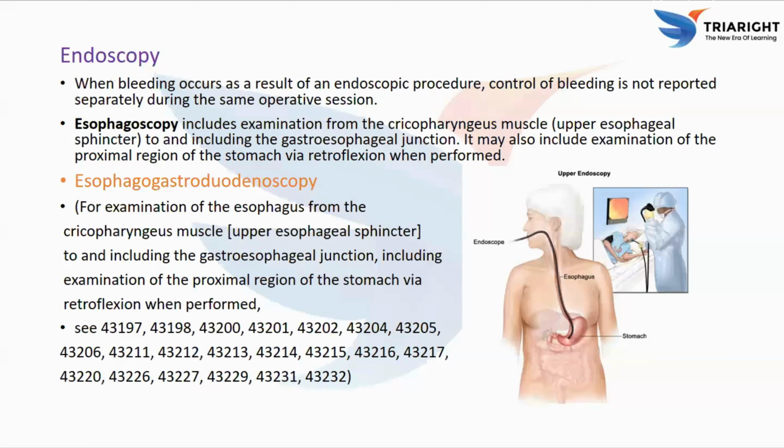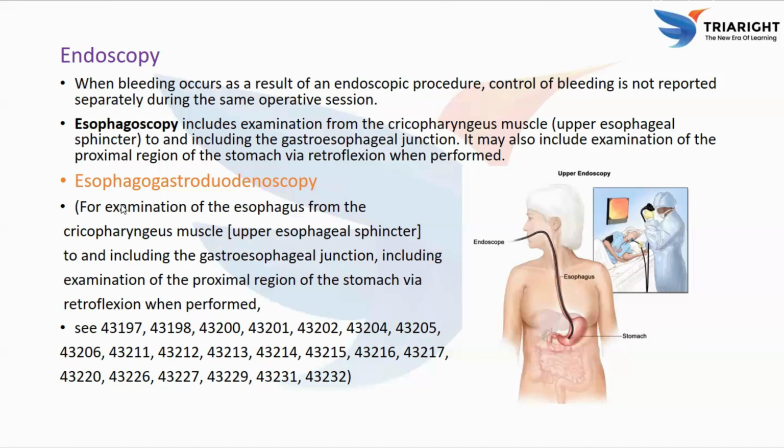When bleeding occurs as a result of an endoscopic procedure, the control of bleeding is not reported separately during the same operative session. So what does this mean? This means if bleeding happens because of the endoscopy itself, for example, a biopsy causes bleeding and the physician controls it during the same session, you do not code an additional control of bleeding CPT code. So control of bleeding is always bundled into the primary endoscopic procedure unless the bleeding was pre-existing and unrelated.